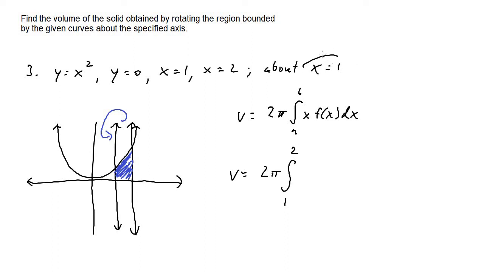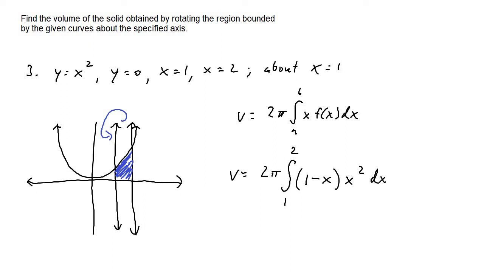Since we are rotating around a vertical axis, and everything is in terms of x, we're going to take the line minus x. So our radius is going to be the line x equals 1, so 1 minus our variable x. And then we multiply by f of x, which is the function itself. That is y equals x squared. So we multiply by x squared, and then multiply by dx.